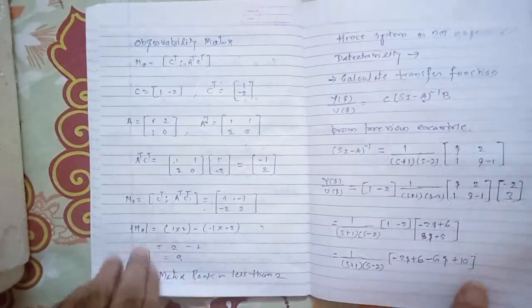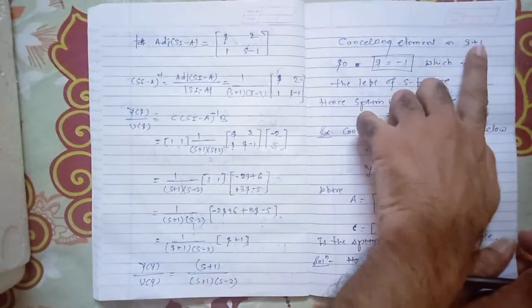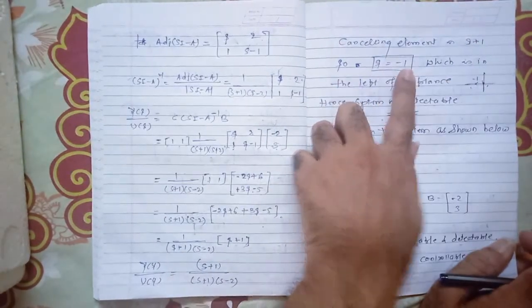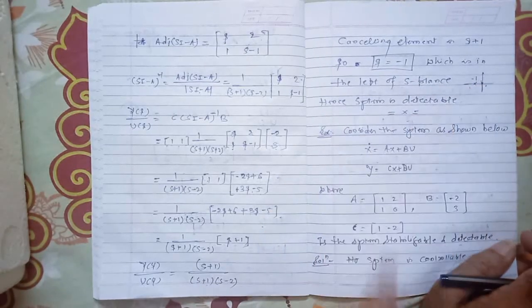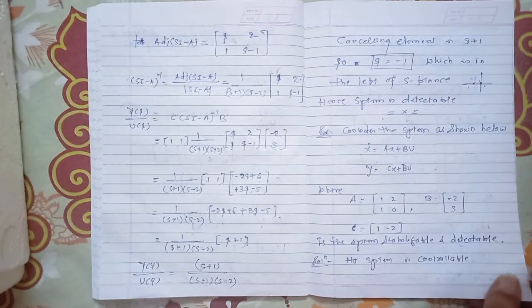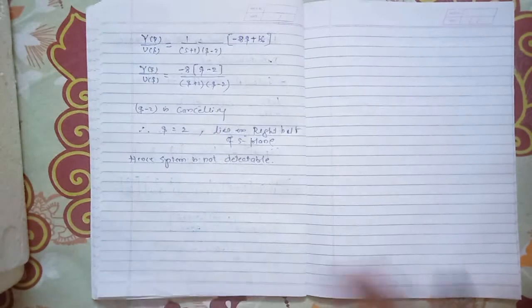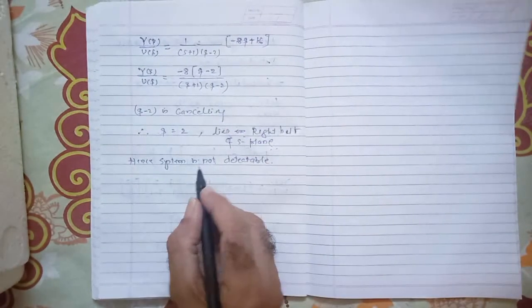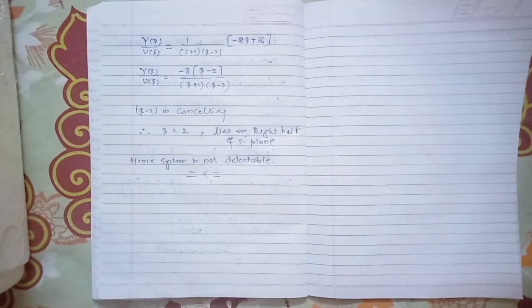Now see here, in the previous examples, what was the cancelling element? s + 1. So s equals -1, which lies in the left half of the s plane, so hence the system is detectable. If the cancelling element lies in the left half of the s plane, the system is detectable, and if it lies in the right half of the s plane, the system is not detectable. So this way we can calculate the detectability.